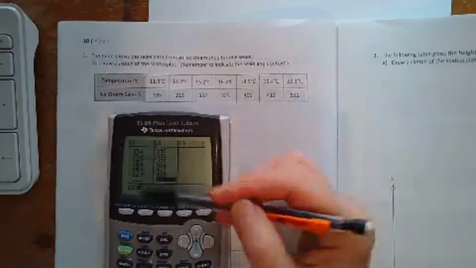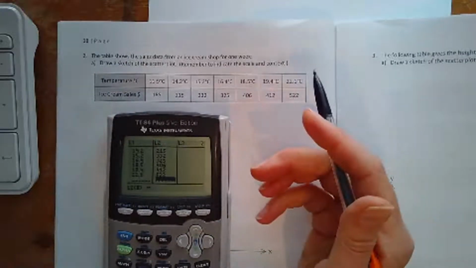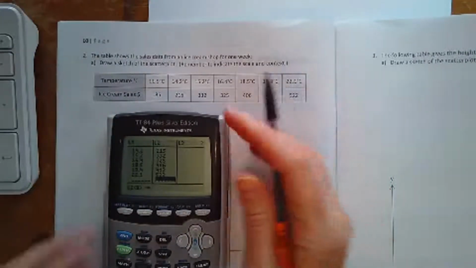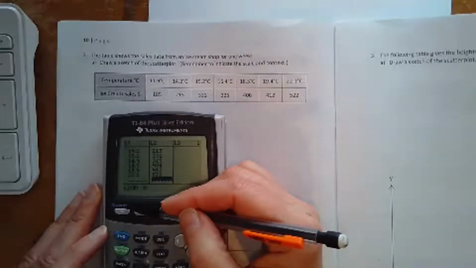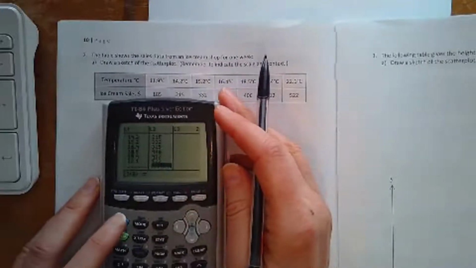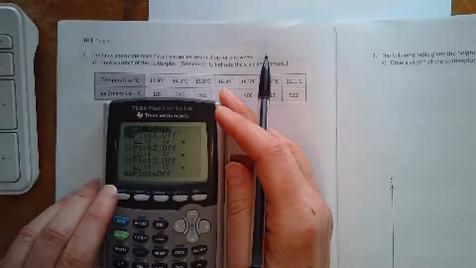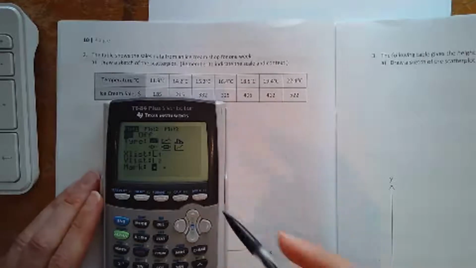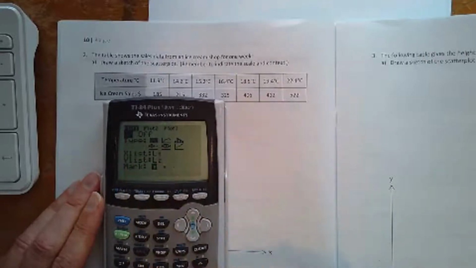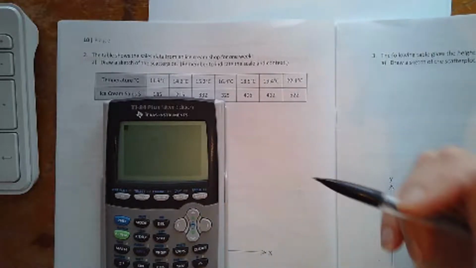Okay, so I have all my values in. I want to see them plotted on the screen, so I have to turn the scatter plot on. Second, hit the Y equals button, and then just press the on button. Make sure the on is highlighted. Now you can just hit the clear button if you want.